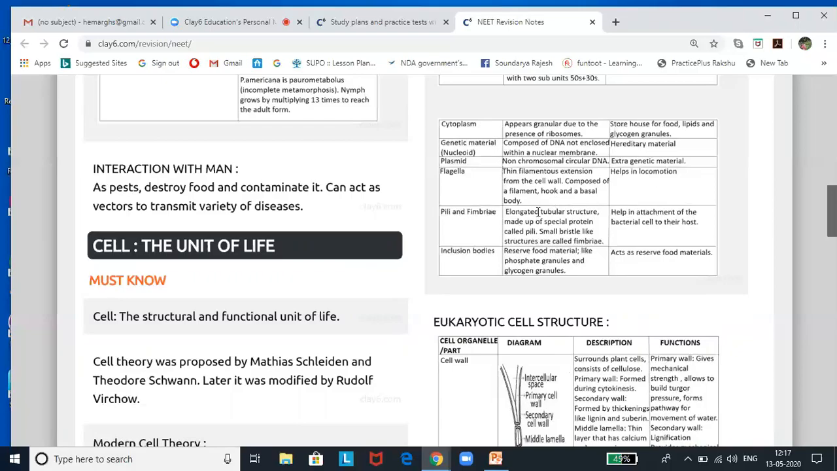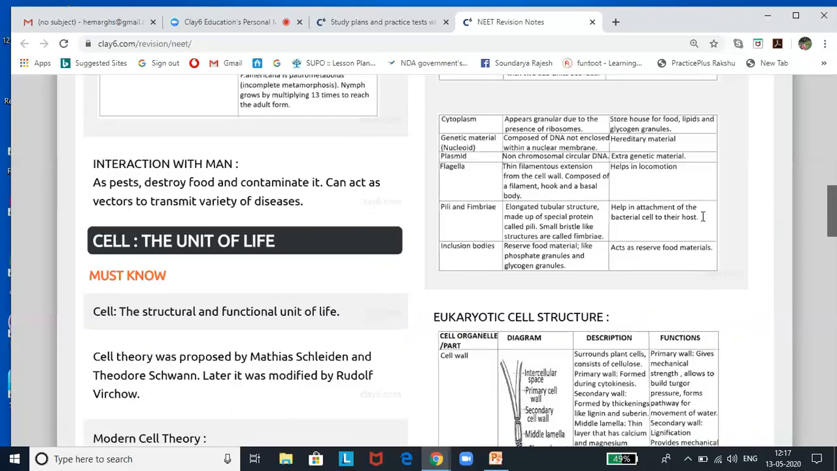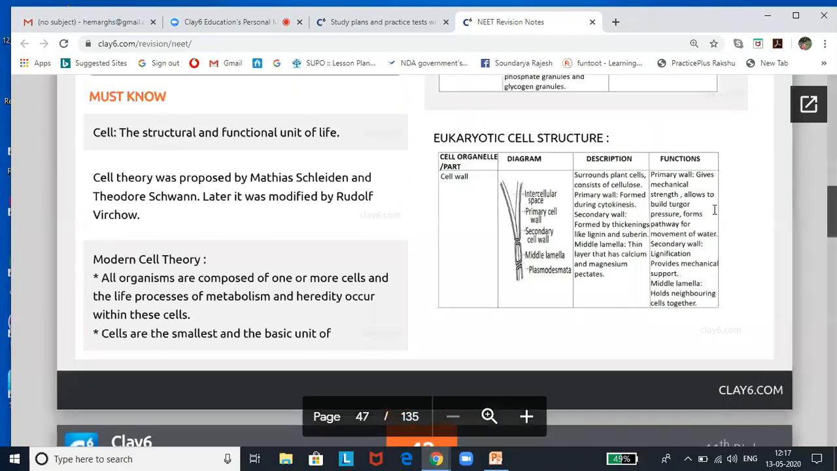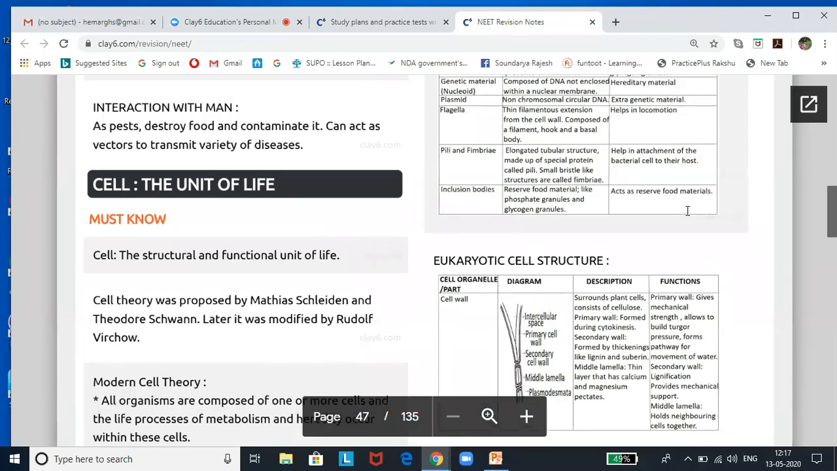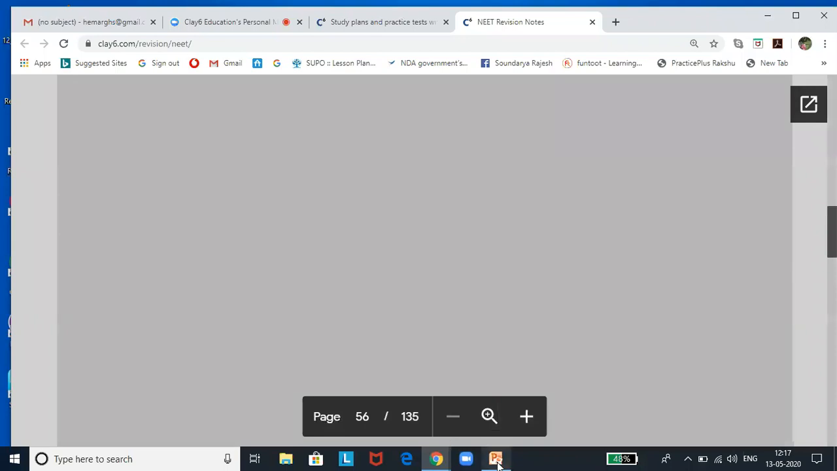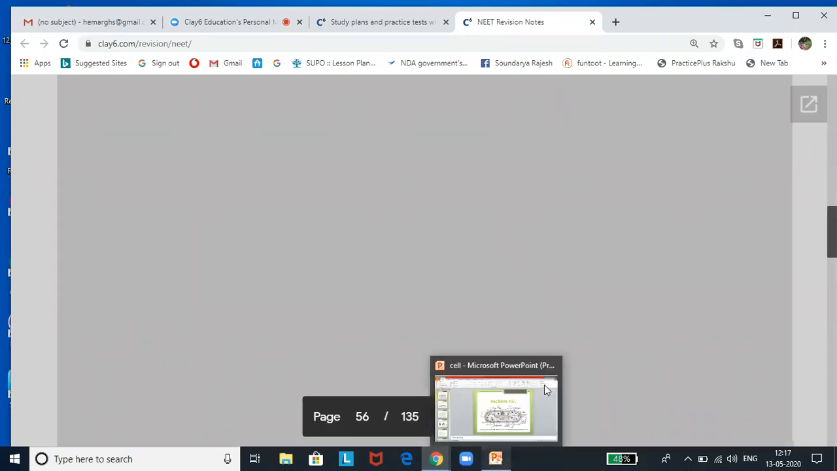Now let us look at the eukaryotic cell structure. You know that we have already discussed the prokaryotic cell structure, seen only in the kingdom Monera. From Protista to kingdom Animalia, the cells are eukaryotic, where the genetic material is surrounded by a nuclear membrane and found in the nucleus.